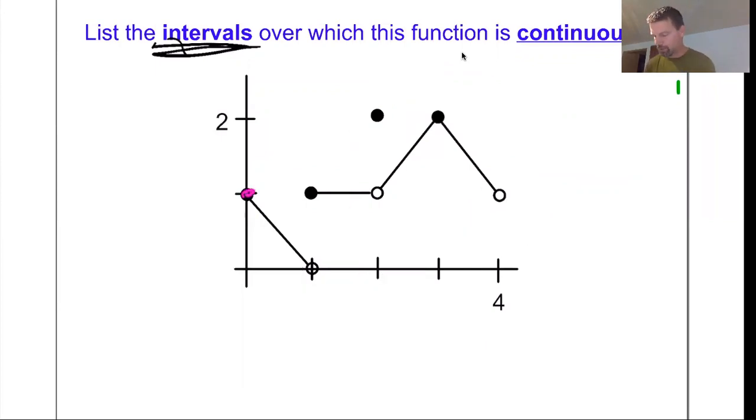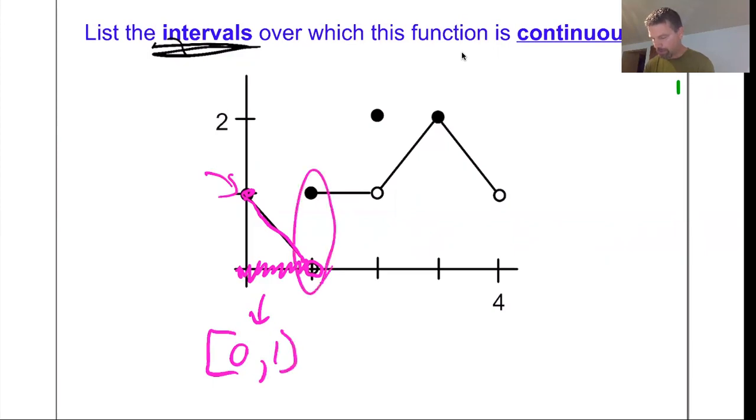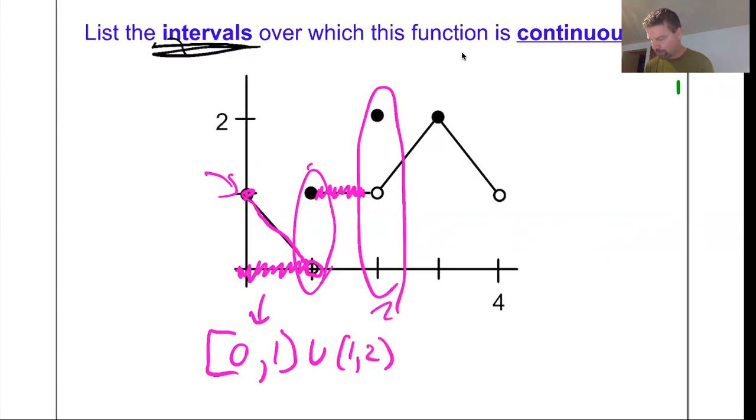So I am continuous during this entire section here. Not there though. So that would be from here on to there. I'm continuous over the interval from 0, including 0, because remember we said that endpoint was continuous, on up to 1, but not including 1, because there's our first problem. Union, I'm continuous during this entire section up until that problem at 2. So that's from 1 to 2, not including either.